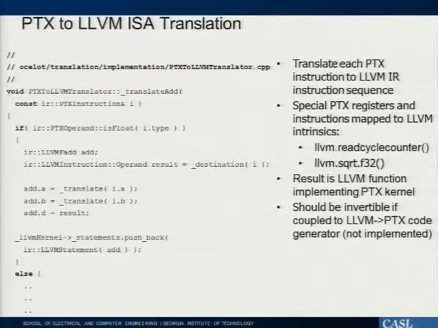Here's an example of how the translate add instruction is implemented. For each of the operands, there's an abstraction for translating a PTX operand into an LLVM value. There's an LLVM instruction called add, which just has the opcode and the two operands, and then it's added to the LLVM kernel. There are roughly 10,000 lines of code to implement this translator.